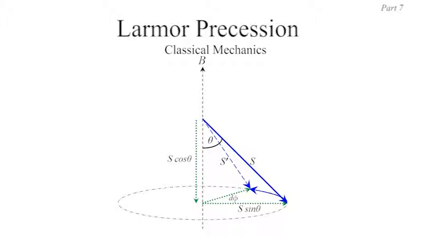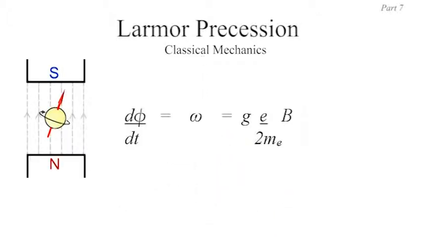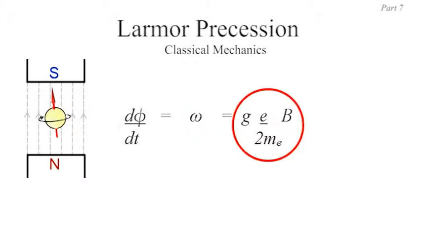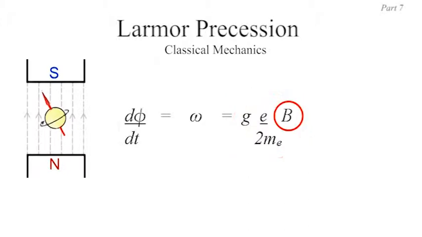In this classical calculation for Larmor precession, we applied the rotational version of Newton's law to the spin s, and we ended up with the final result that the angular velocity of rotation, d phi by dt, or omega, is given by g e B over 2 me, where B is the strength of the magnetic field, e is the size of the charge of the electron, me is the mass of the electron, and g is the constant from quantum mechanics, which is very closely equal to 2.